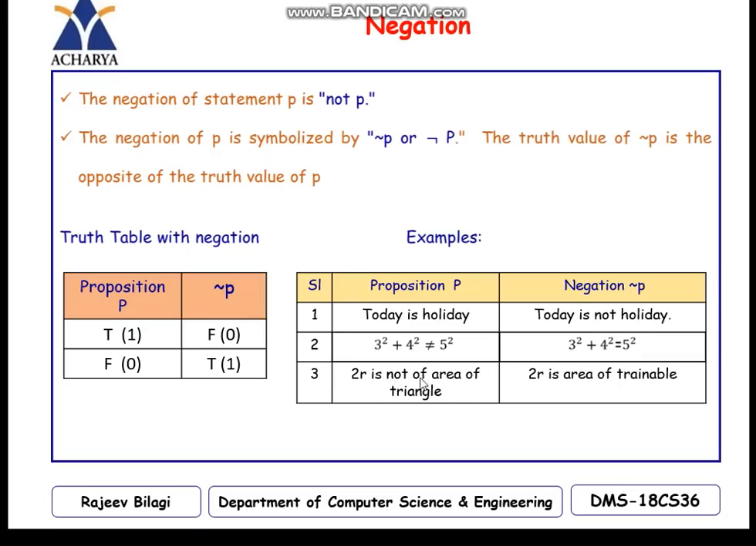2R is not the area of a triangle. Then the negation of that particular statement is 2R is the area of a triangle. So this is what we will say is the negation of this particular statement.